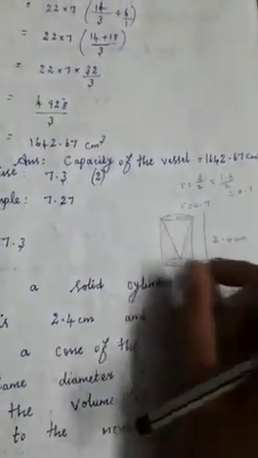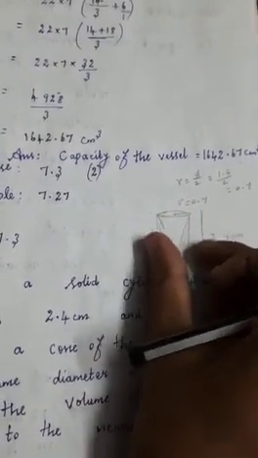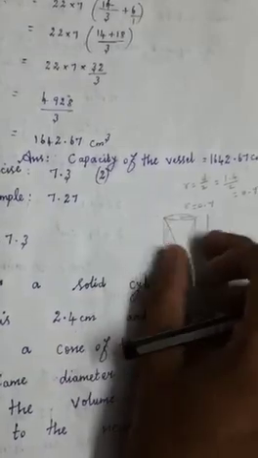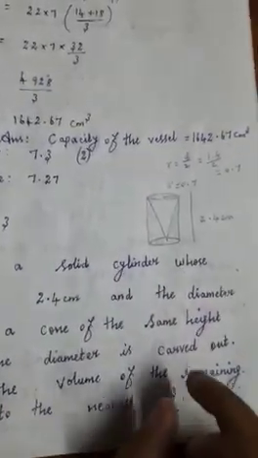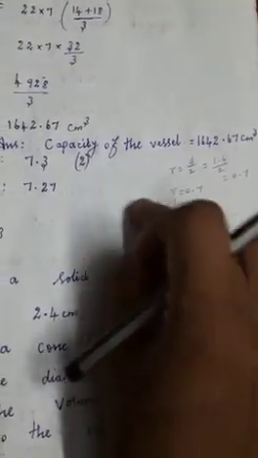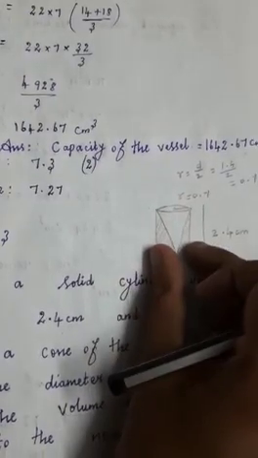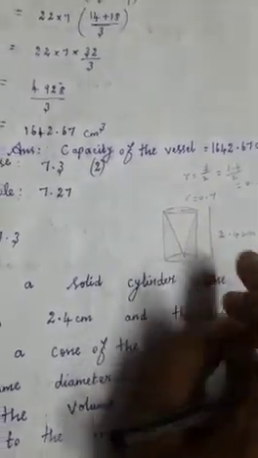Then how can we find it? The volume of the cylinder subtracted with the volume of the cone. If you subtract both, you get the remaining solid. Can you understand? Here they have asked the volume of the remaining solid, the shaded part, and we find it as the volume of the cylinder minus the volume of the cone.